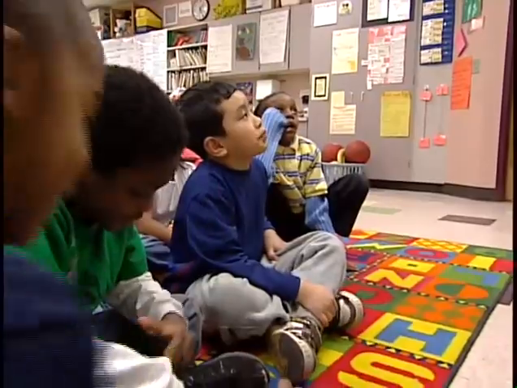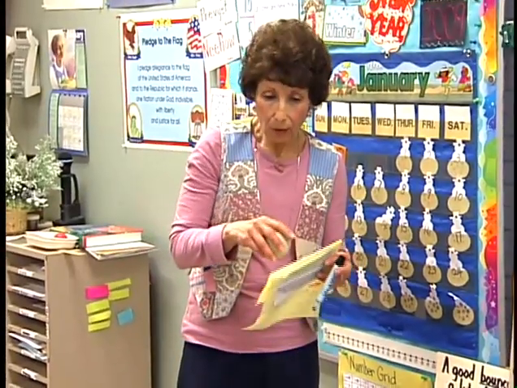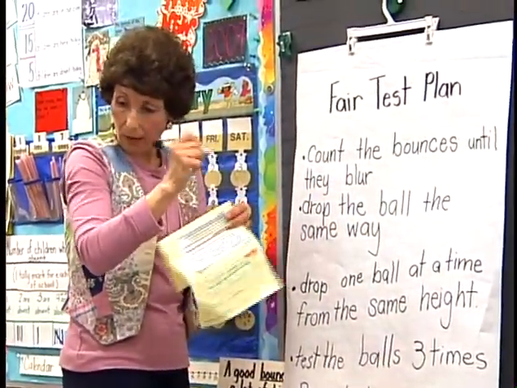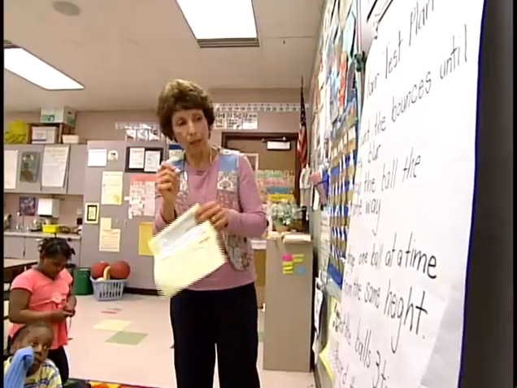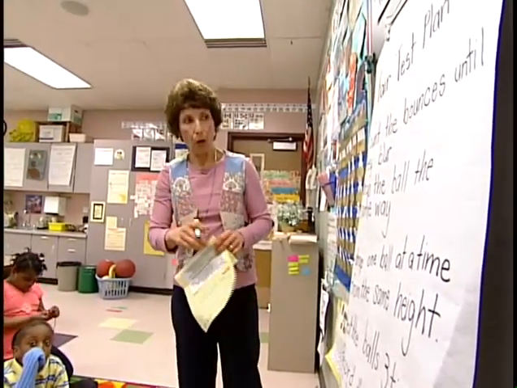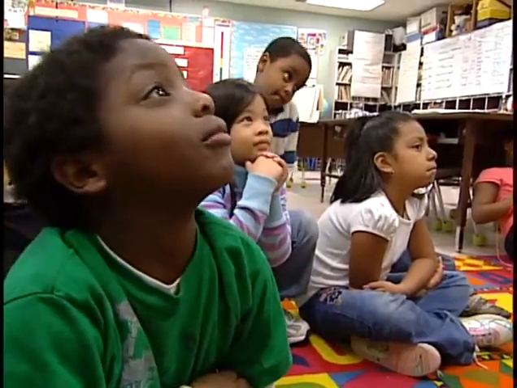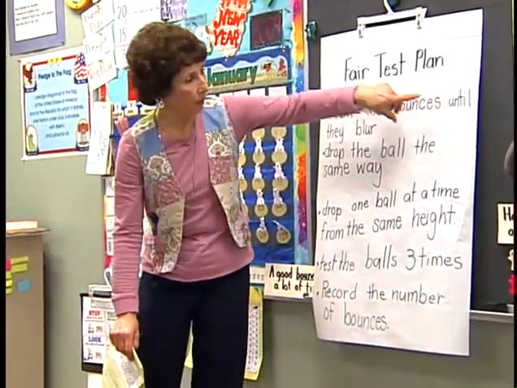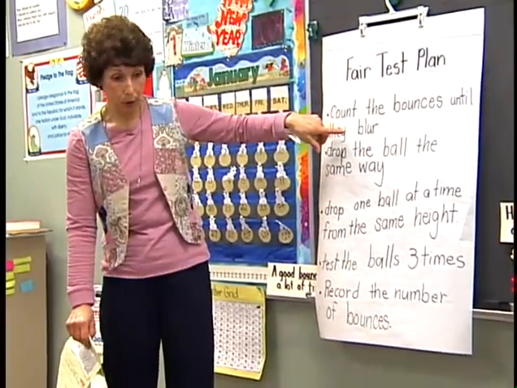No. And so talking through another one was we are going to count the bounces until we can't count them separately anymore. Okay, count the bounces until they blur. That means you can't count them clearly anymore. They're all going together so fast. So we have a plan now, okay? So let's read over our FAIR test plan again. Count the bounces until they blur.